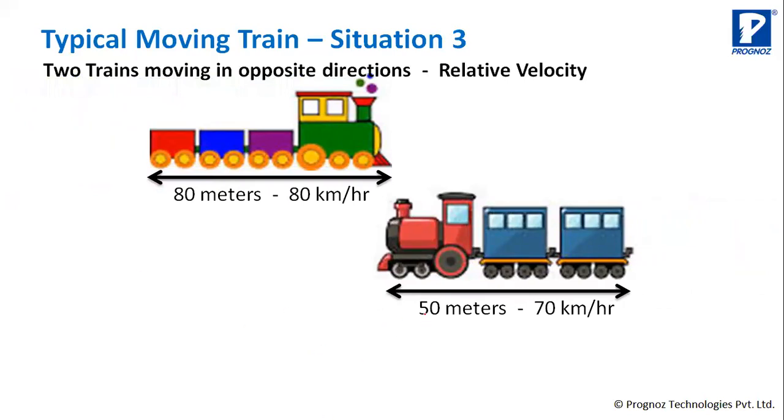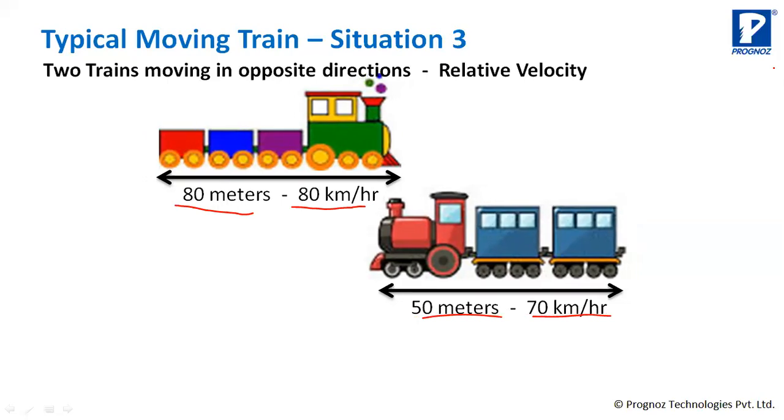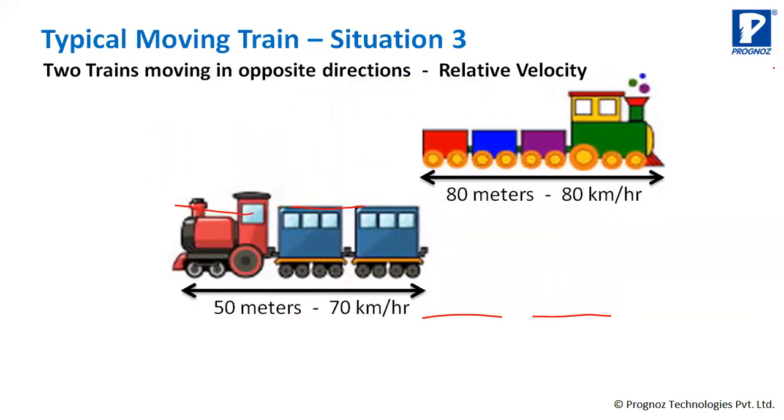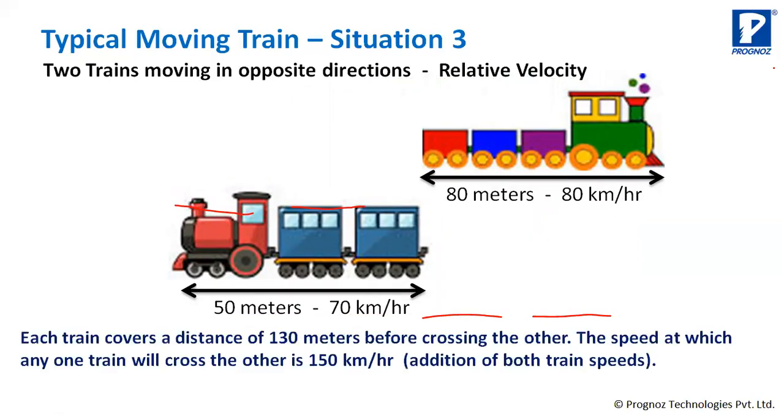One train is 50 meters in length and is traveling at 70 kilometers per hour. The other train is 80 meters in length and is traveling at 80 kilometers per hour. And they are traveling in opposite directions. Now let's see. At this point, each train has crossed the other train. Now, what is the distance traveled in this case? The distance traveled by each train to cross the other will be 80 meters plus 50 meters, which is 130 meters. And what is the speed at which one train will cross the other?